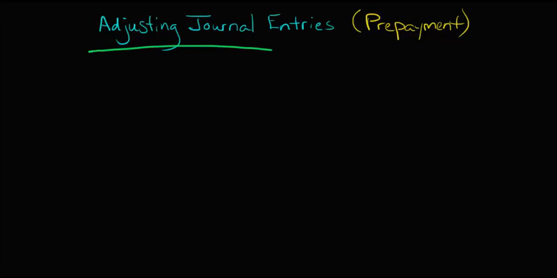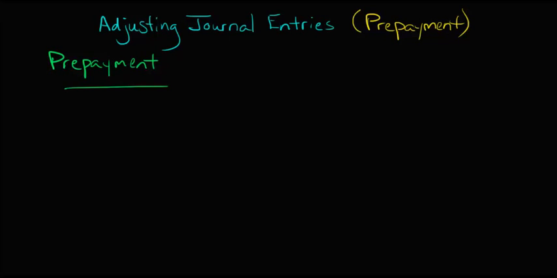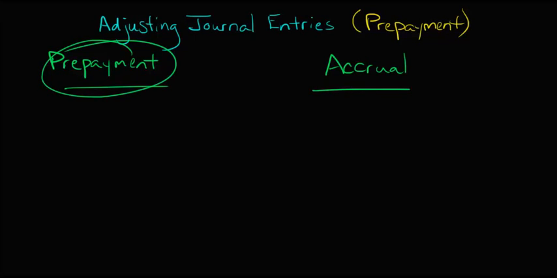So when we think of adjusting journal entries, there's really a couple types. One is prepayment related adjusting journal entries, and then we also have accrual related adjusting journal entries. In this video, we're going to talk about those of the prepayment variety. So what are we talking about when we look at a prepayment adjusting journal entry?